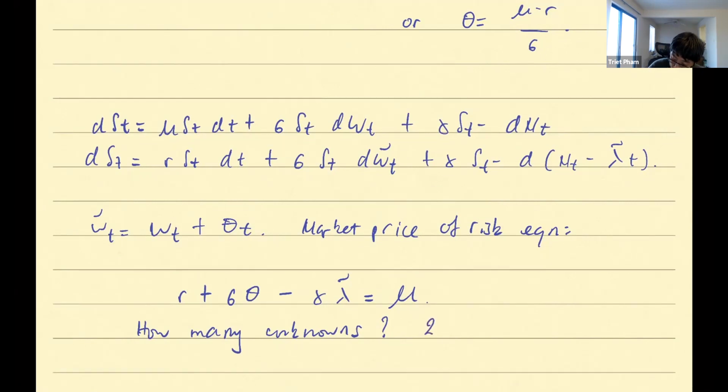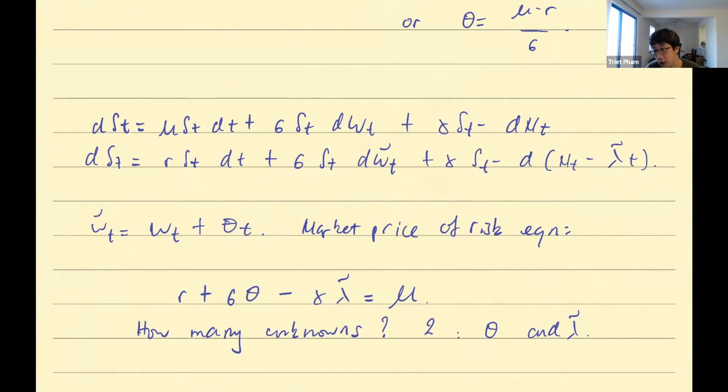Correct. Two unknowns, theta and lambda tilde, right? Correct. So exactly that. You see the move to the risk neutral version picks up a new drift for the Brownian motion and the new rate for the Poisson.